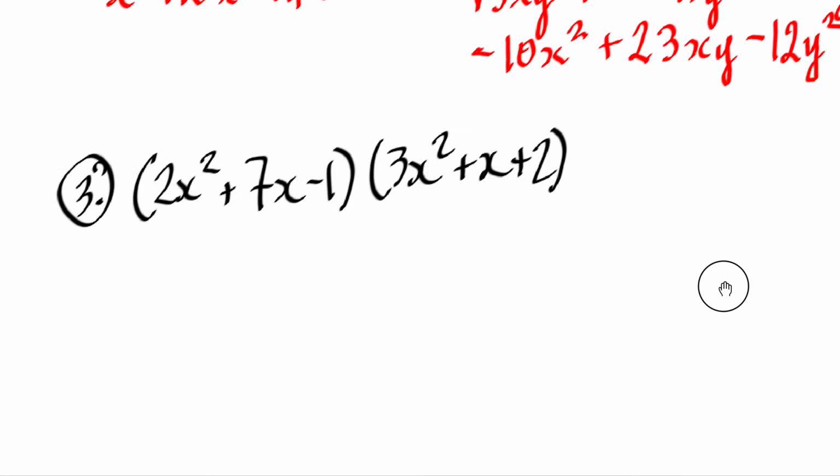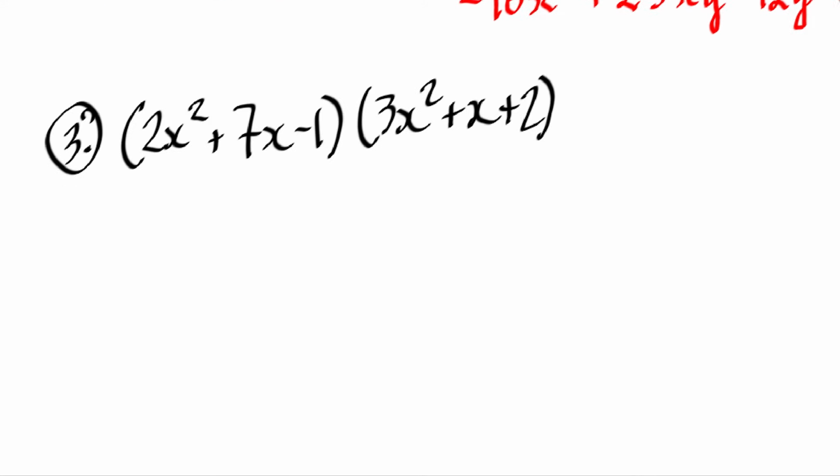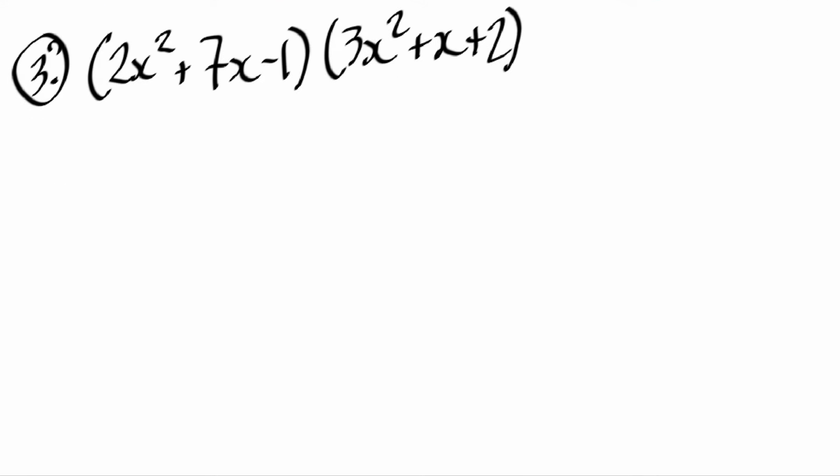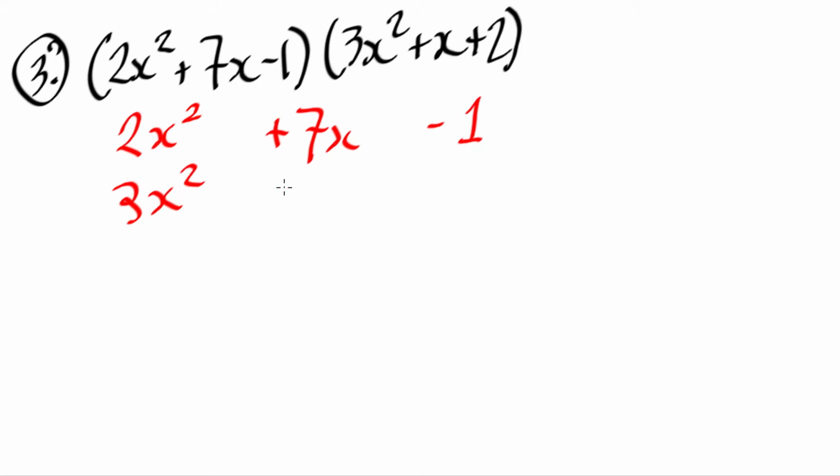All right, now let's go to number 3. I think you saw that already. Our third example, or our number 3 for the practice, has 3 terms in each factor, so it's going to be quite a challenge. So let's try. Now we're going to put them first vertically: 2x squared plus 7x minus 1 times 3x squared plus x plus 2.